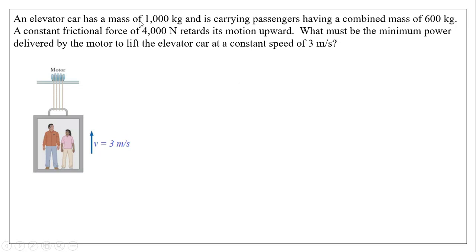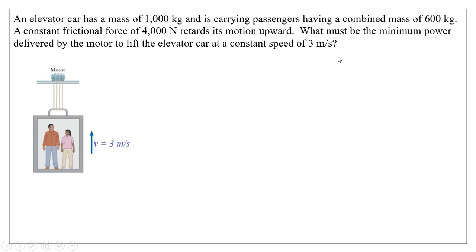Here we have an elevator car that has a mass of 1,000 kilograms. It's carrying passengers having a combined mass of 600 kilograms. It says there is a constant frictional force of 4,000 newtons that retards its motion upward. And it wants us to find what must be the minimum power delivered by the motor to lift the elevator up at a constant speed of 3 meters per second.